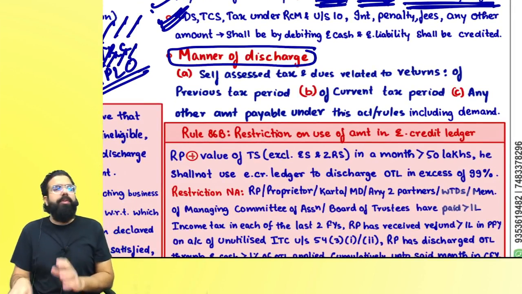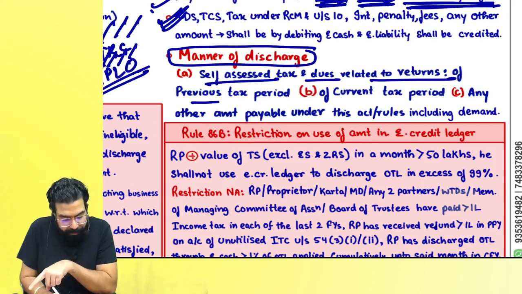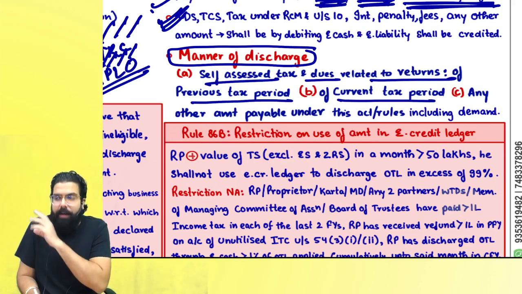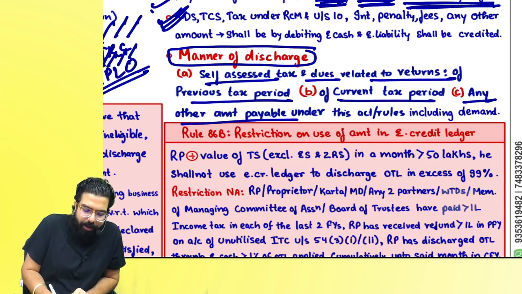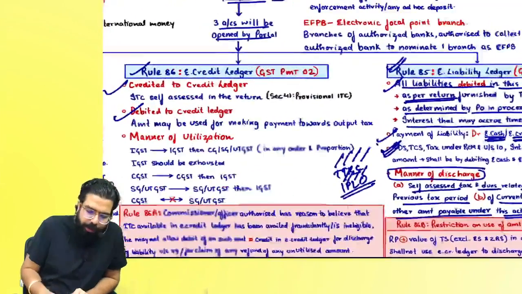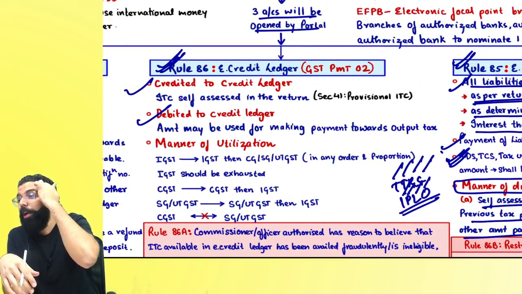First of all, you have to discharge your self-assessed tax and dues relating to returns of previous tax period, then current tax period, self-assessed tax and any other dues, then any other amount which has been payable under this act, including demand order. Can we go ahead, everyone? The next one over here is rule number 86. Rule number 86 talks about e-credit ledger.